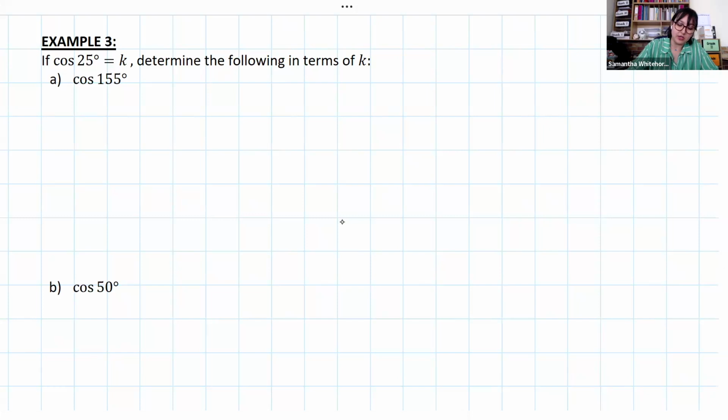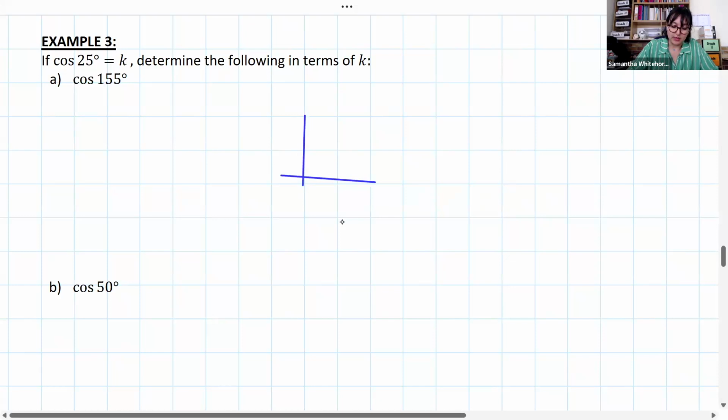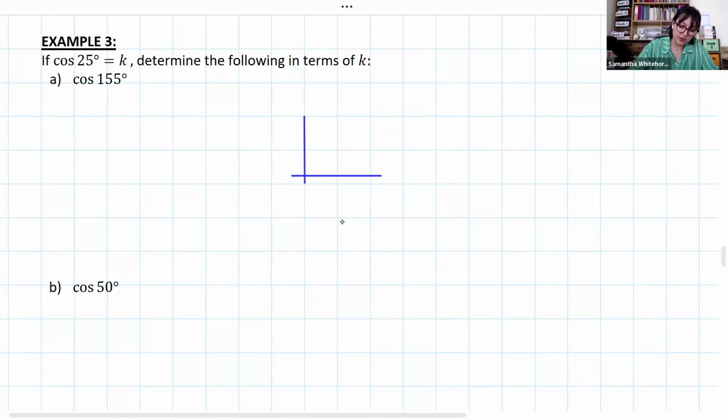So cos 25, that's an acute angle. So you can either draw it on your Cartesian plane in quadrant 1, or you can just draw a triangle. It's really up to you. Okay, so either in quadrant 1 or just draw a right angle triangle. It honestly makes no difference. I'm going to sort of do both. So in quadrant 1, you've got that 25-degree angle that you were given. Like I say, right angle triangle. There you go.